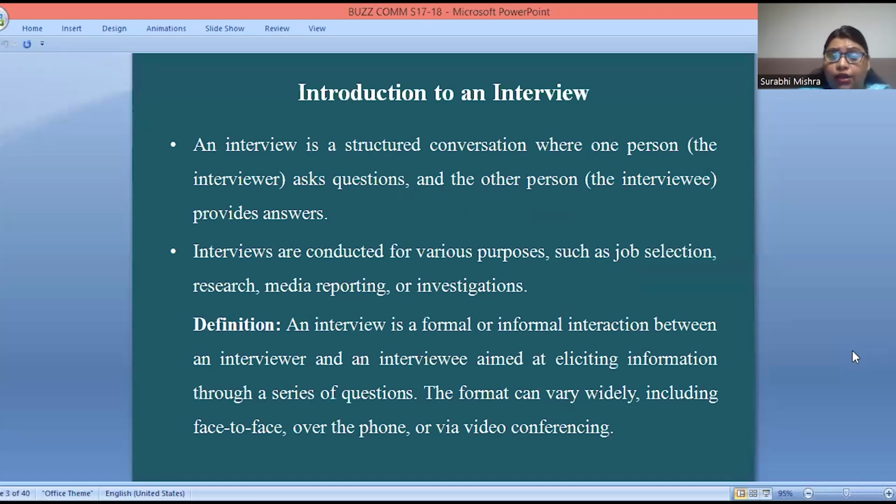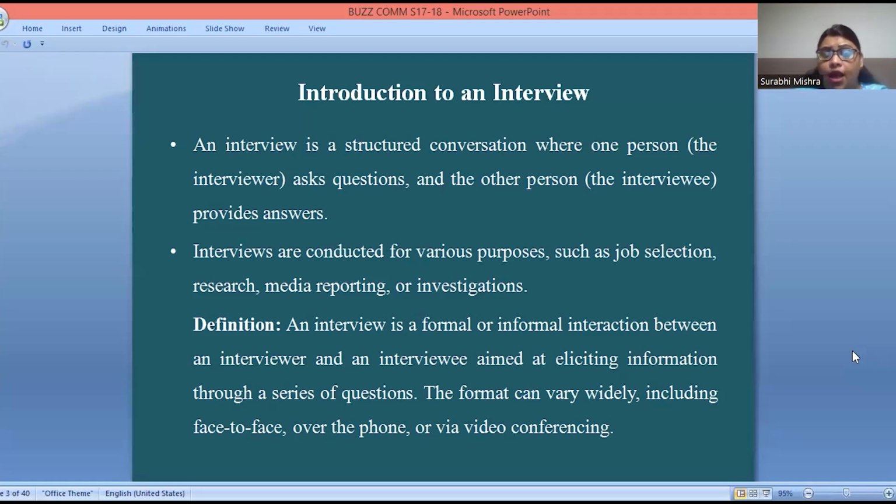An interview is a structured conversation. An interview is basically a conversation. It is more of a formal and structured format where one person is the interviewer who asks the question to the other person who is the interviewee. So in simple words, it is a conversation between two people. One is the interviewer and the other one is the interviewee, the person who gives the answer, right?